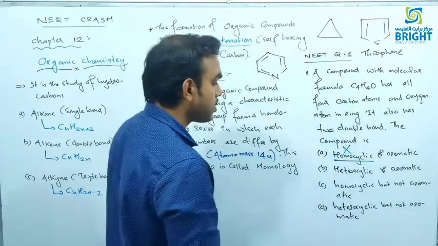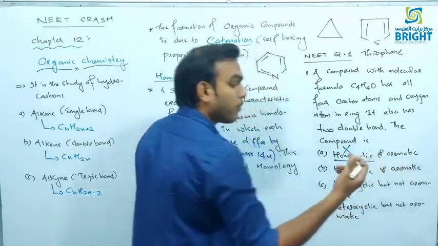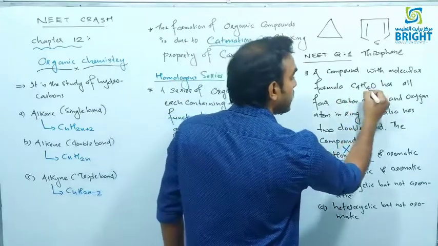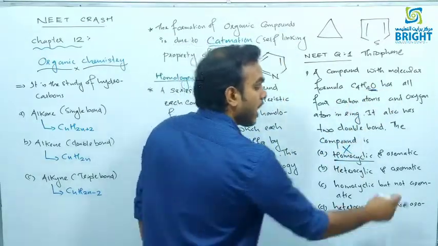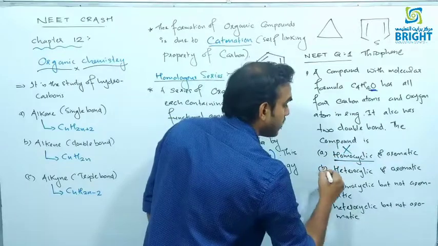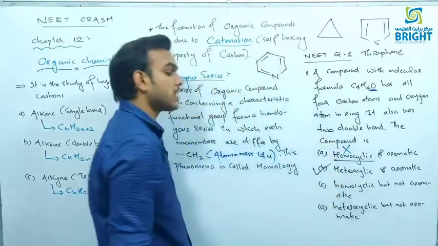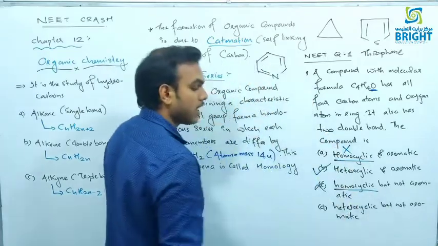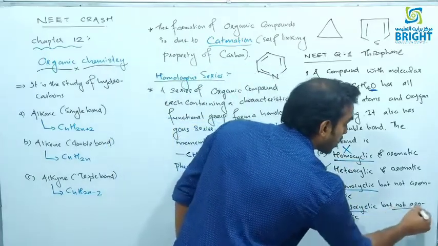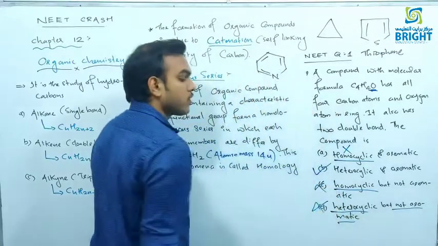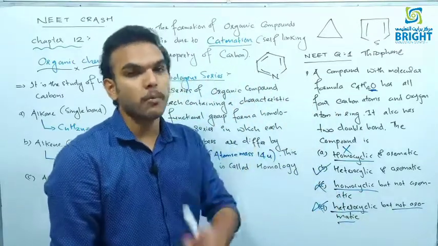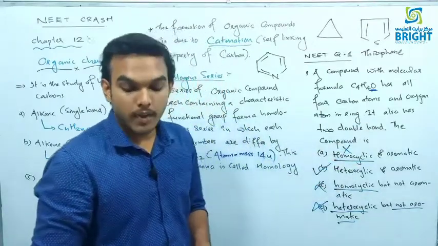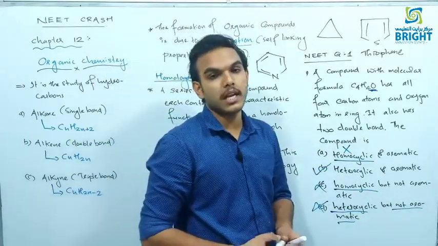The next option is that it is heterocyclic and aromatic. That will be quite right because it is heterocyclic, having an element other than carbon and hydrogen, and it is aromatic, therefore the answer will be heterocyclic and aromatic. Will it be homocyclic? No. Will it be heterocyclic but not aromatic? That is also wrong because it is heterocyclic but it is also aromatic. So the answer will be heterocyclic and aromatic. That's why you should know what is meant by homocyclic and heterocyclic.